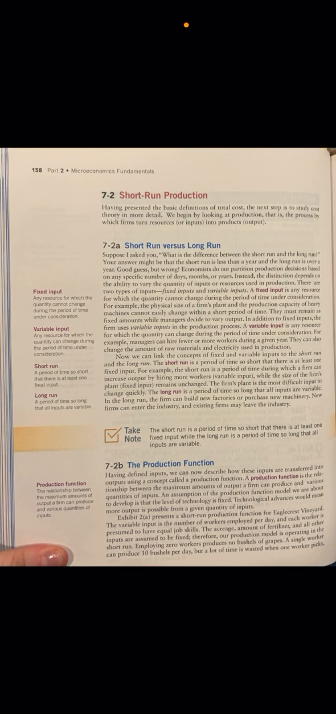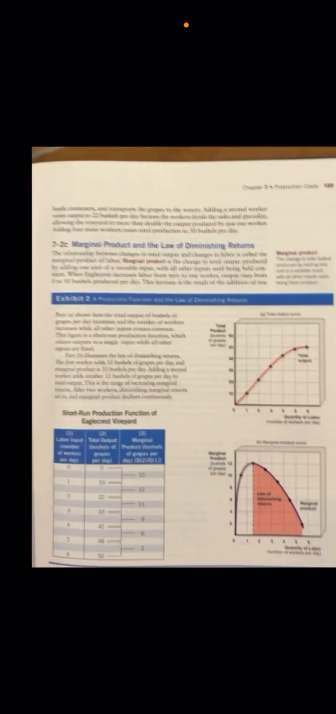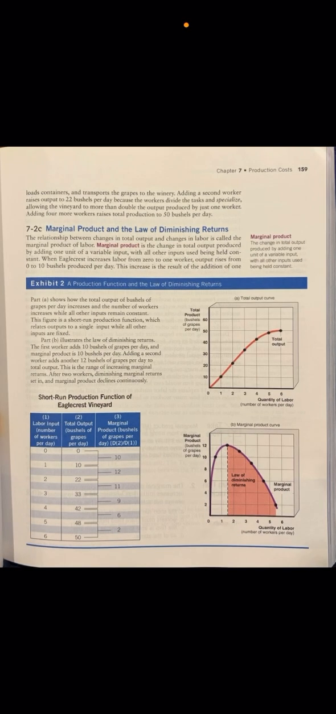The acreage, amount of fertilizer, and other inputs are assumed to be fixed. Therefore, any production model is operating in the short run. Employing 0 workers produces no bushels of grapes. A single worker can produce 10 bushels per day, but a lot of time is wasted when one worker picks those containers and transports the grapes to the winery.